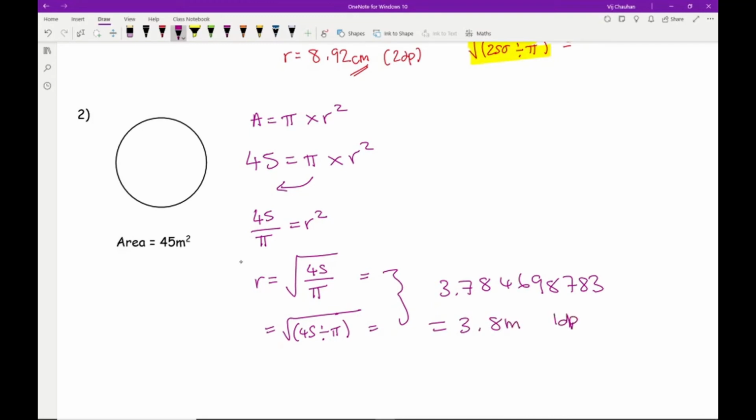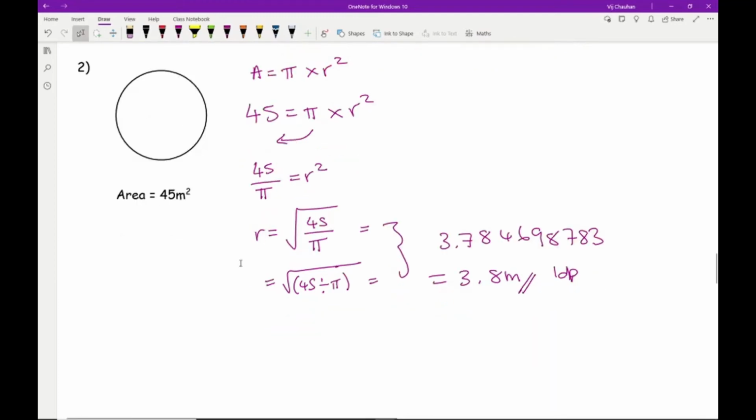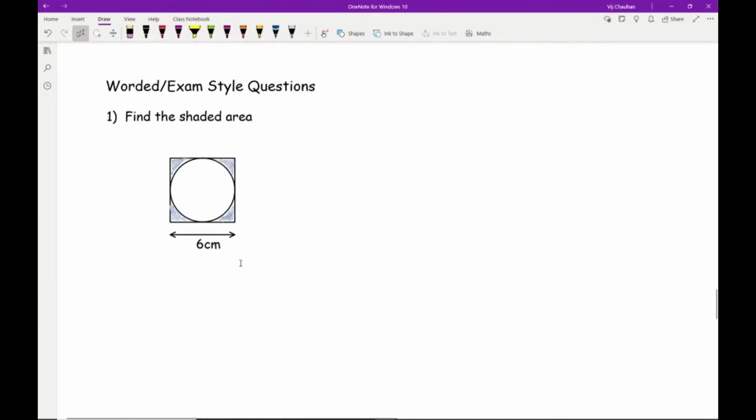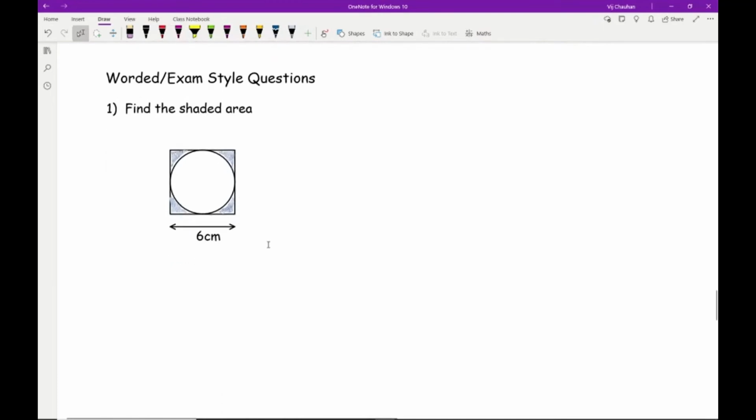And I don't need to use a square on this one because we're dealing with length, not area. Now let's have a look at some worded questions. Now these are questions that are very, very popular when it comes to area and perimeter, not just circles, but with other shapes as well.